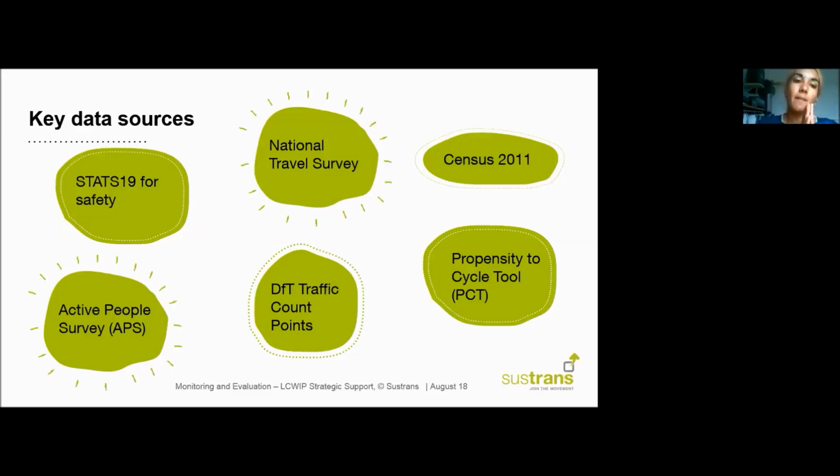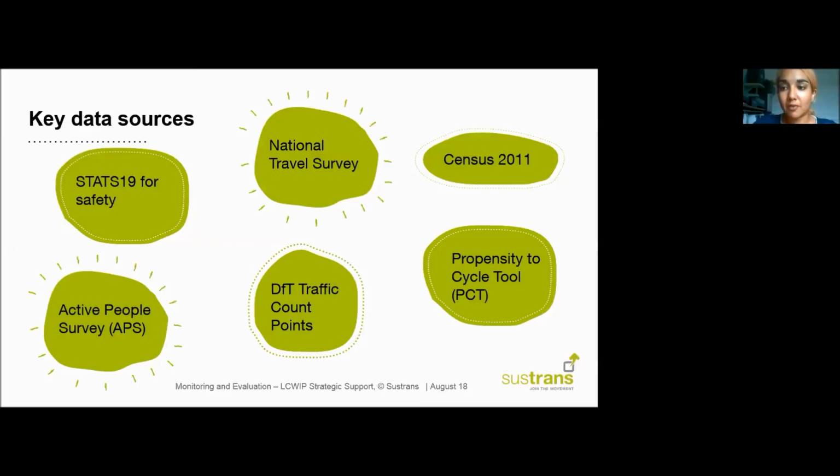Stats19 provides police records of killed and seriously injured incidences for pedestrians and cyclists. So where schemes are interested in understanding the impact on safety, Stats19 is a useful objective secondary source, but be aware this only includes objective reporting of incidences. So this doesn't include any consideration of perception of safety, or any near misses. It's only what has been reported, so reported incidents.